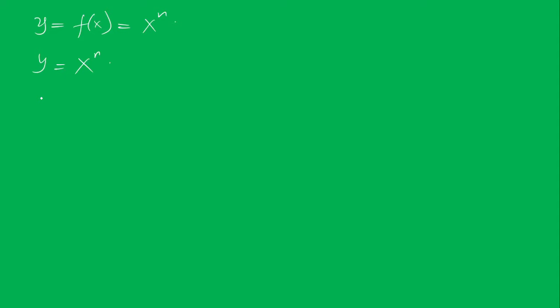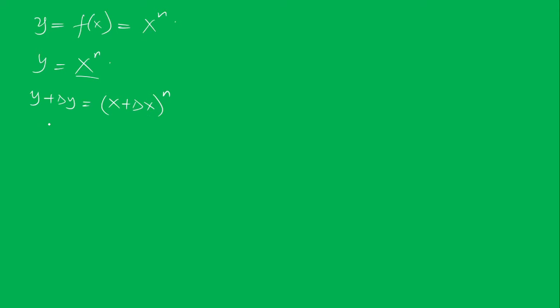Now, at the coordinate where you have y plus change in y, this expression will change. You also have a corresponding coordinate of x plus change in x. And so now, y plus delta y is equal to x plus delta x raised to the power n.